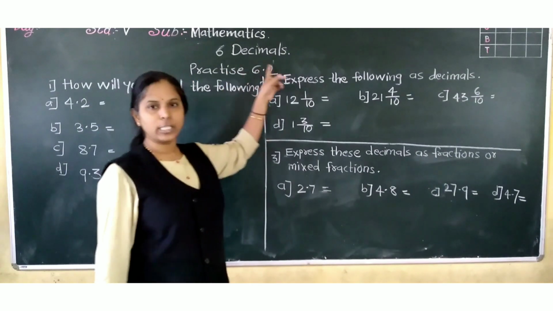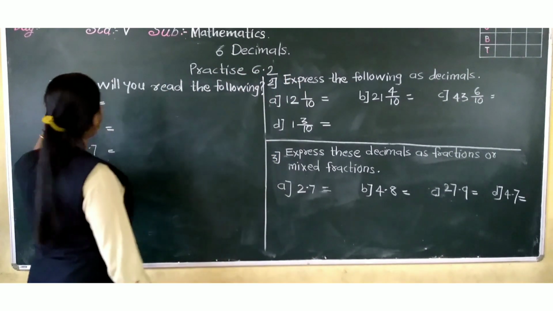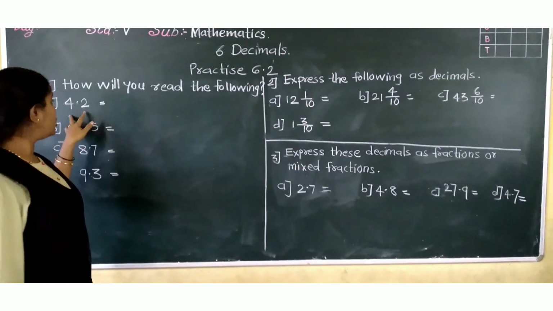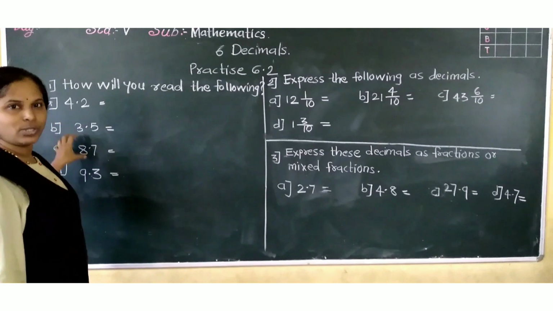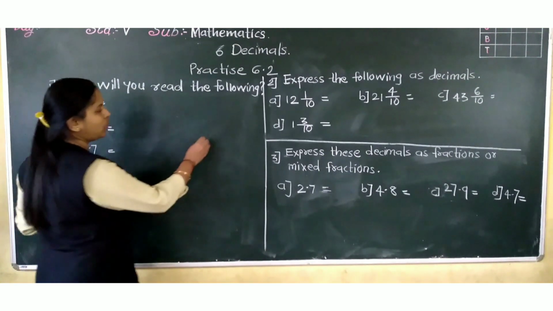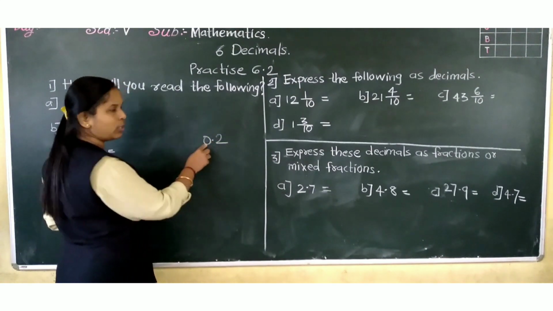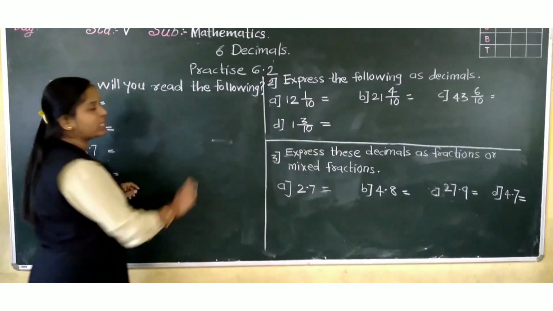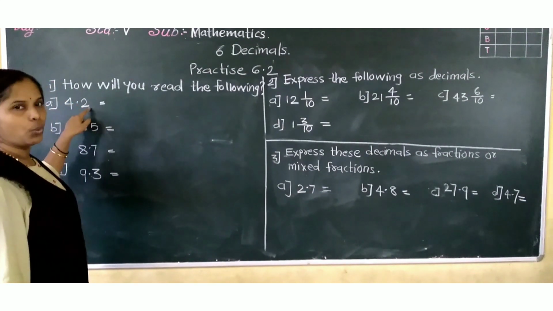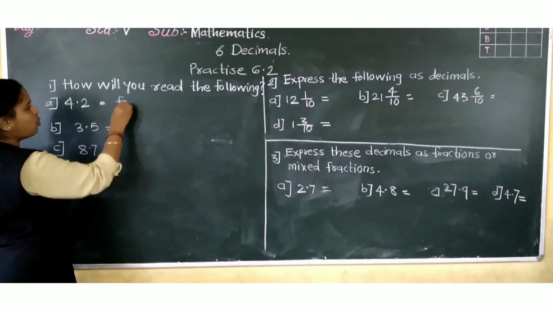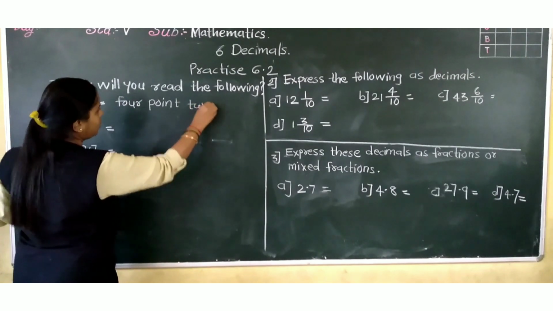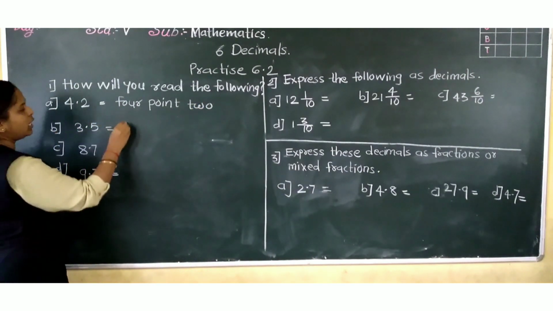Now practice 6.2. See here. How will you read the following? First one. See students, here whole part is given. Can you see? In practice 6.1, what was there only? Whole part was not there. So 0 was there. Correct? Now whole part is given. So how to read this number? 4.2. Okay? Now, how to read this? 3.5.